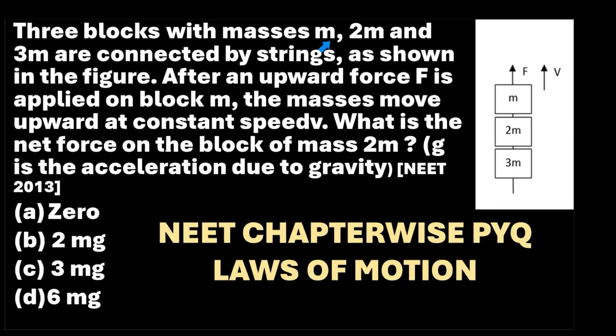Three blocks with masses m, 2m, and 3m are connected by strings as shown in the figure. An upward force F acts, and the blocks move at constant speed V. What is the net force?